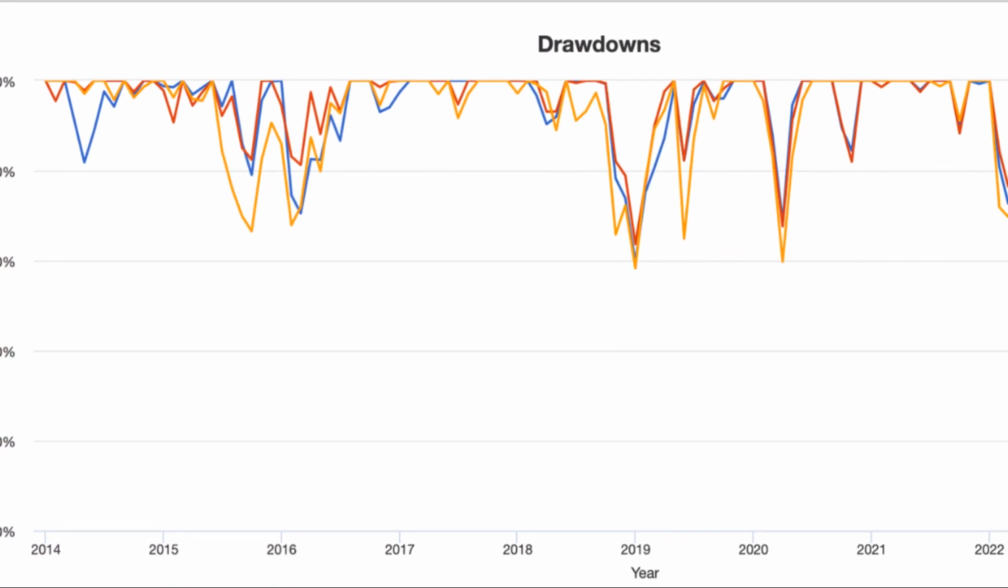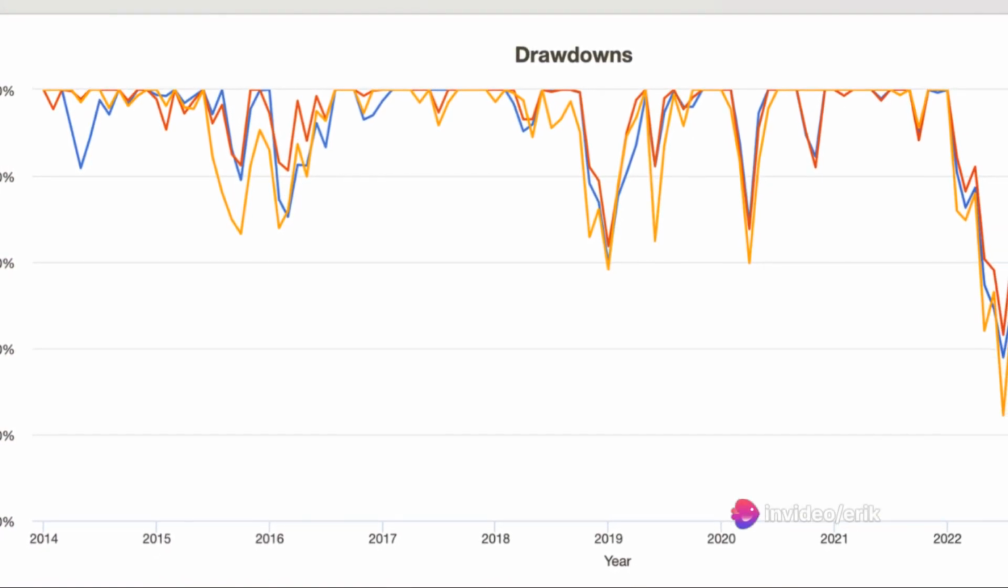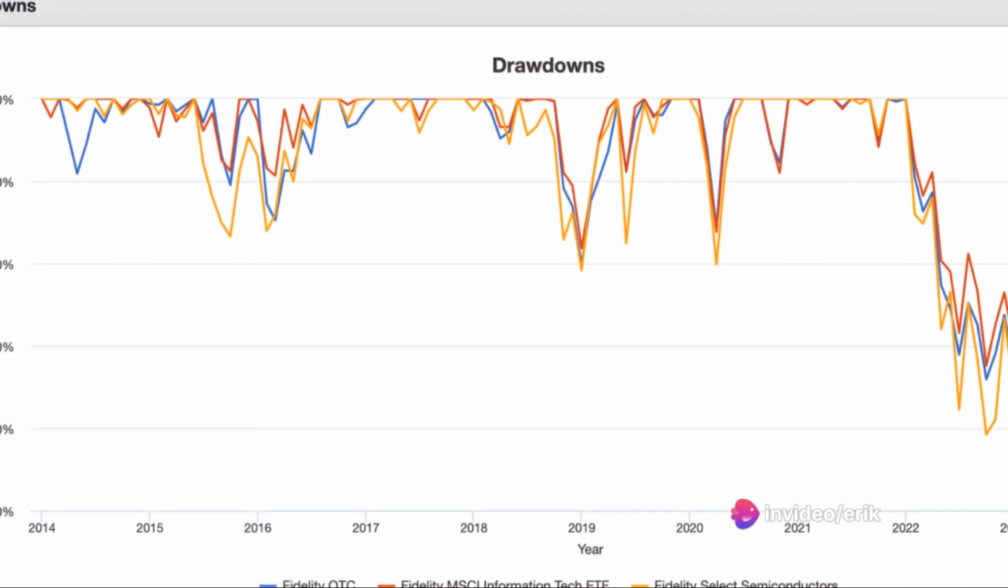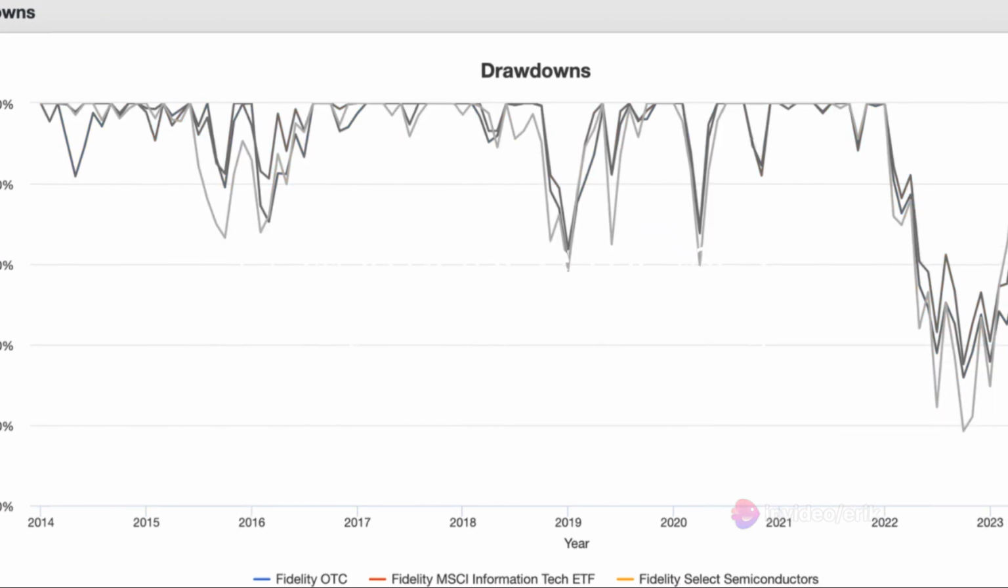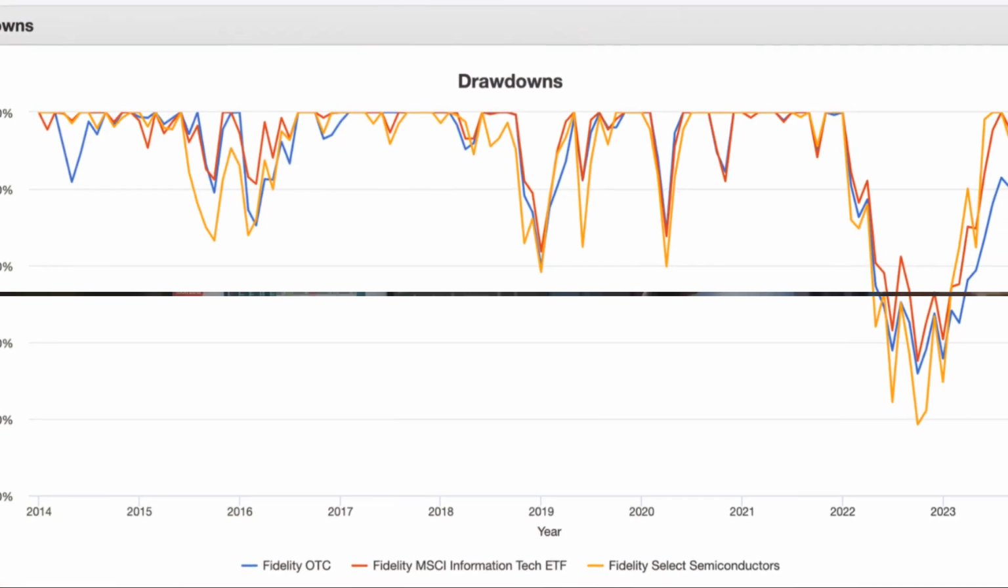Despite having the highest maximum drawdown at negative 40.74%, it also had a high Sharpe and Sortino ratio, showing a strong risk-adjusted return. These metrics provide a clear picture of how these portfolios have performed over the years.